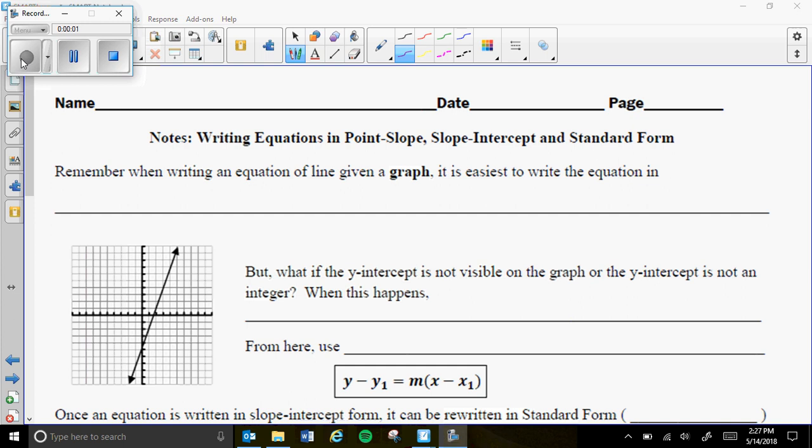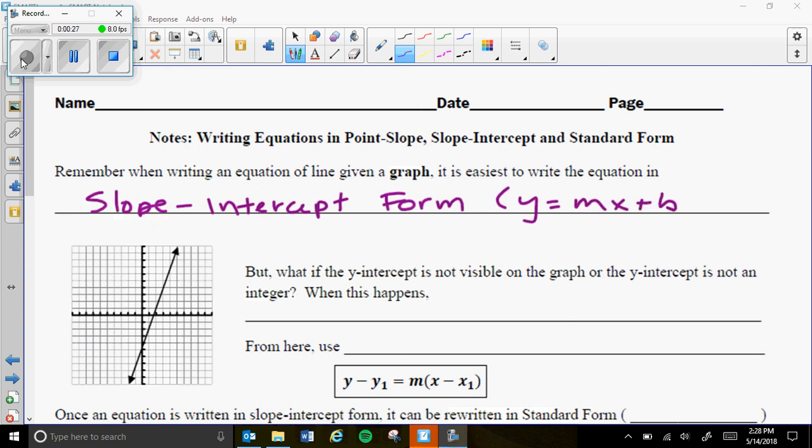Topic in Unit 5 is writing equations in three forms. So we're going to talk about writing in point-slope form, slope-intercept form, and standard form. And we'll start with the one that's just review. Remember, when writing an equation of a line given a graph, it's easiest to write the equation in slope-intercept form, which is y equals mx plus b, where m is our slope and b is our y-intercept.